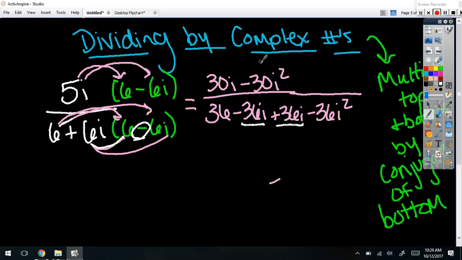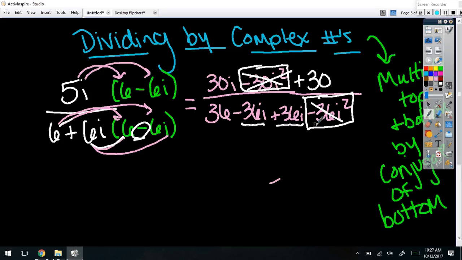Let's change our i squareds. Negative 30i squared becomes plus 30. Negative 36i squared becomes plus 36.